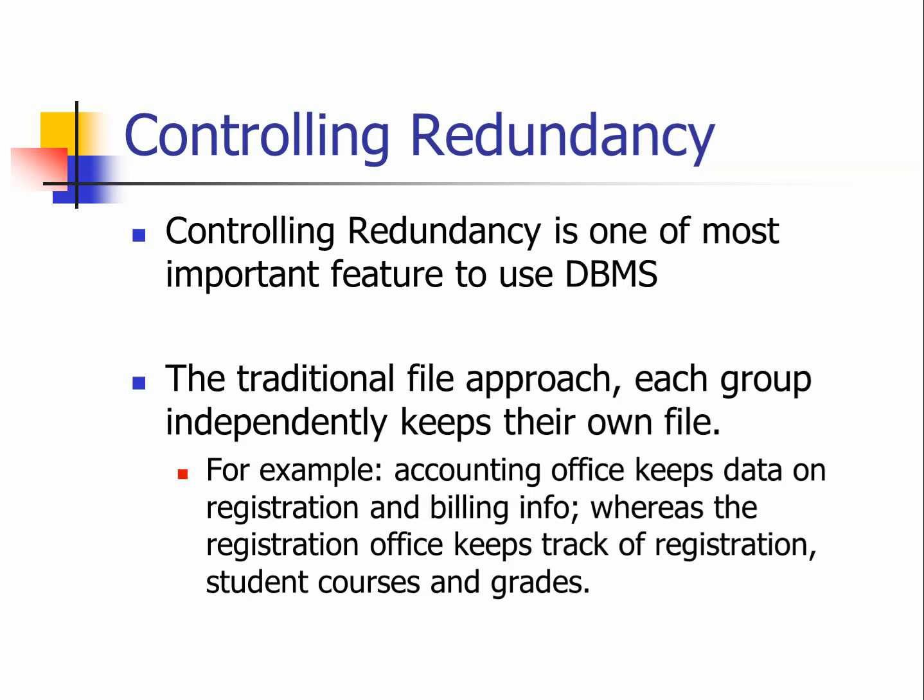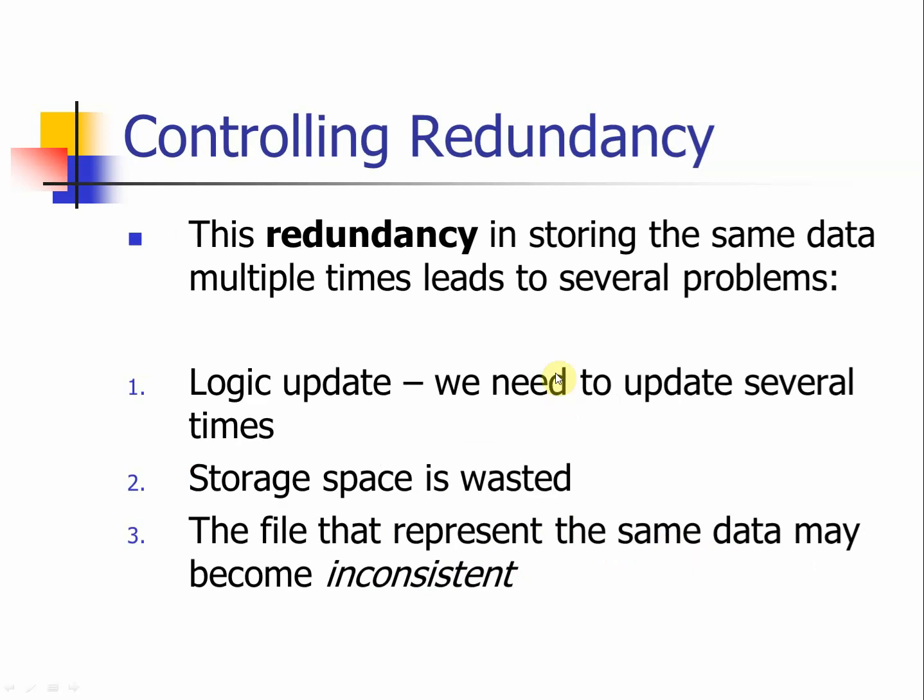So for example, the accounting office keeps the data on registration and billing information, whereas the registration office keeps track of the registration, student course, and grades. The redundancy in storing the same data multiple times leads to several problems. First of all, updating is going to be very difficult because you need to make sure every single office that has your information will update it.